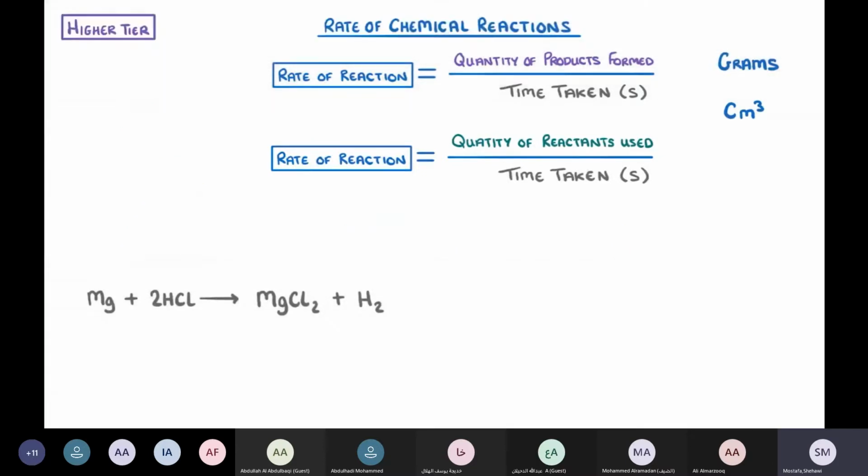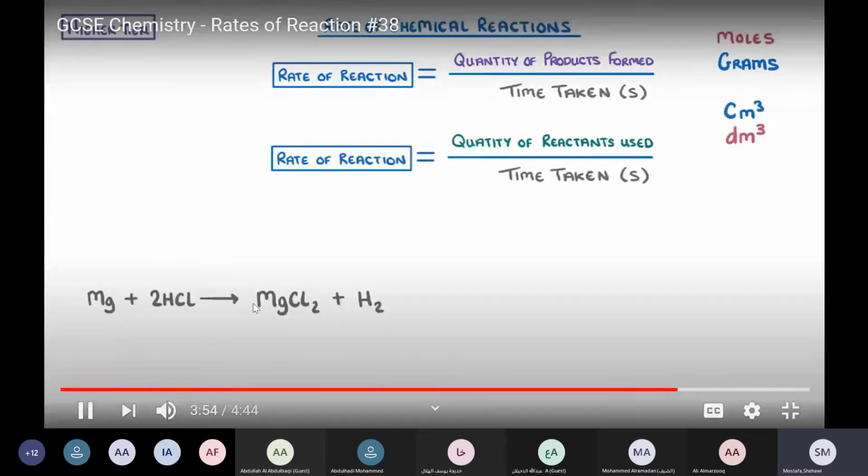Now, as well as using grams or centimeters cubed per second, we can also use other units like moles or decimeters cubed per second, or even per minute. So you can use different units here, grams or moles, centimeter cubed or decimeter cubed. And instead of second, we can use minute and so on to represent the rate of chemical reaction.